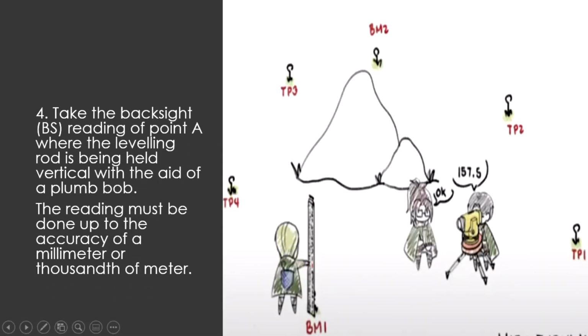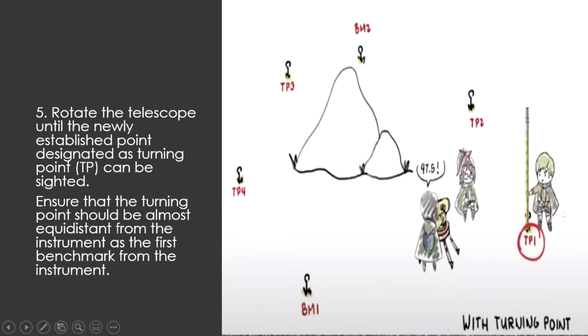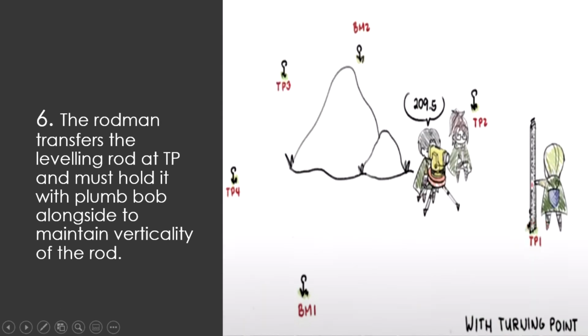Fourth, the backsight reading of point A, where the leveling rod is being held vertical with the aid of a plumb bob, must be taken. The reading must be done up to the accuracy of a millimeter or thousandths of a meter. The telescope must then be rotated until the newly established point designated as the turning point can be sighted. It must also be ensured that the turning point should be almost equidistant from the instrument as the first benchmark from the instrument. Next, the rodman must transfer the leveling rod to the turning point and must hold it with a plumb bob alongside to maintain verticality of the rod.